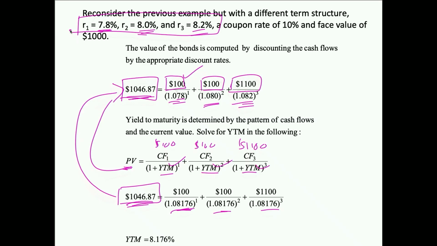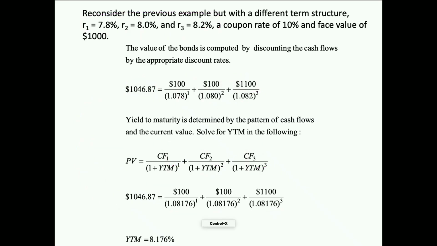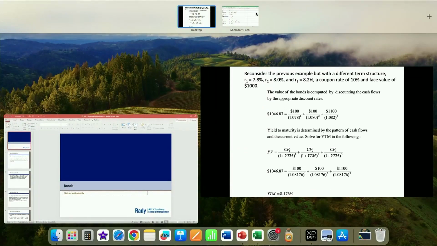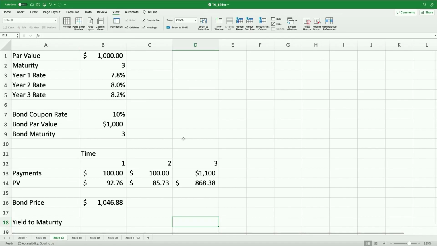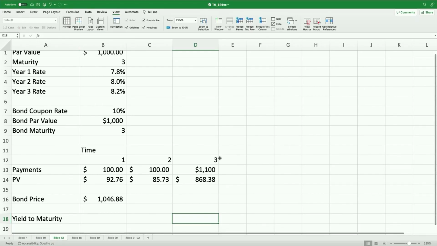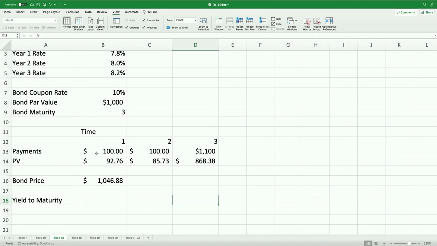All right, let me show you how we get it in Excel. So back to Excel. Next slide. So here I've done the math that you just saw on the previous slide, to get this bond price here, this 1046 and change. But I want to calculate the yield to maturity. Well, let's think about it. How can we calculate the yield to maturity?